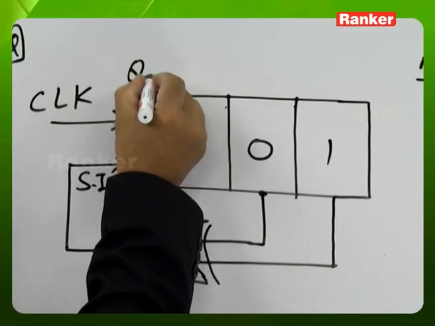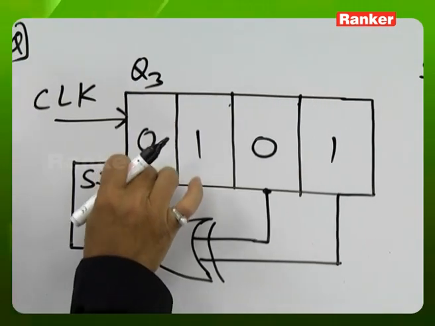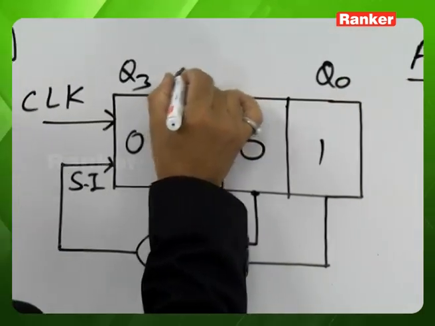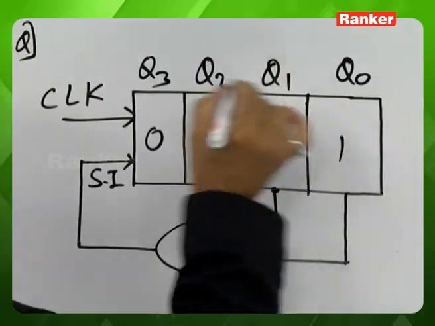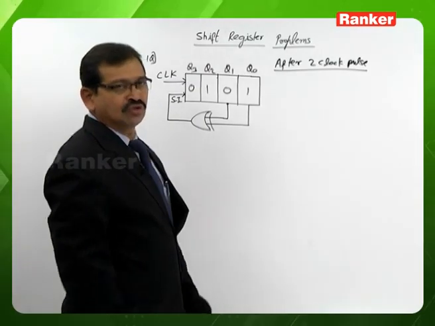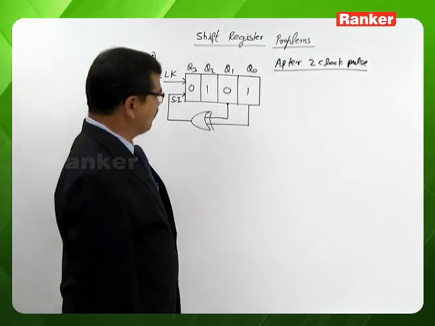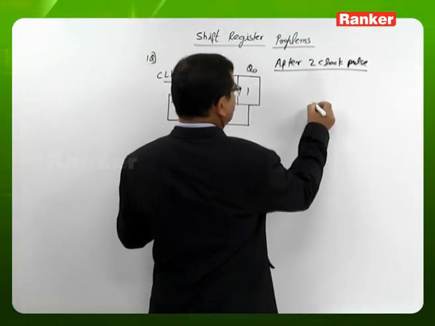It is a flip-flop corresponding to the MSB and so on. It is a flip-flop corresponding to the LSB. Hence Q3, Q2, Q1, Q0 are the respective flip-flop outputs. Q3 is the MSB flip-flop output, Q0 is the LSB flip-flop output. So we are looking here.